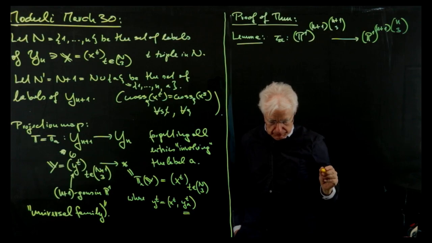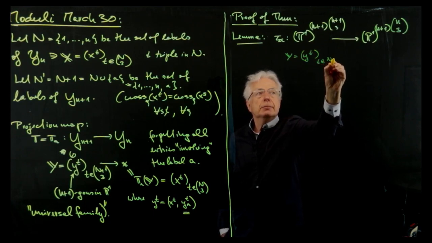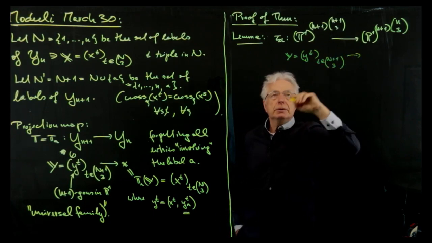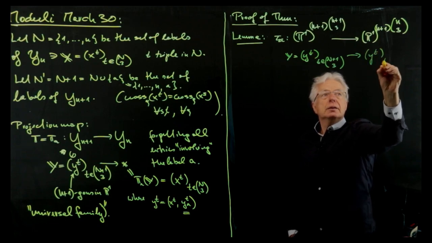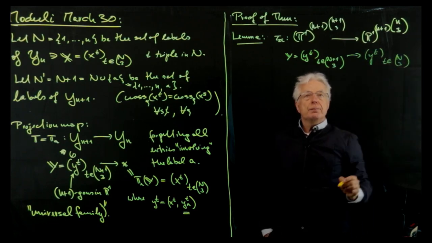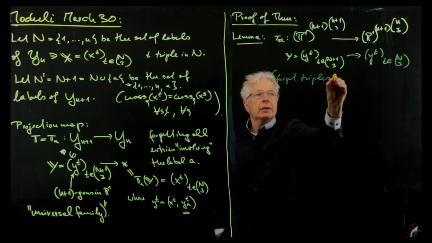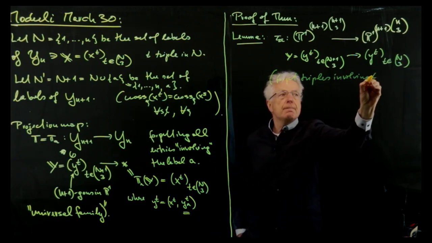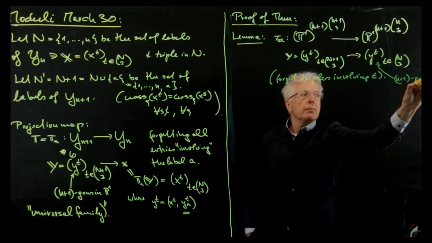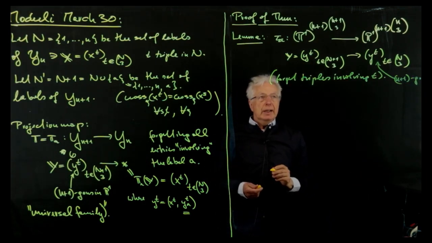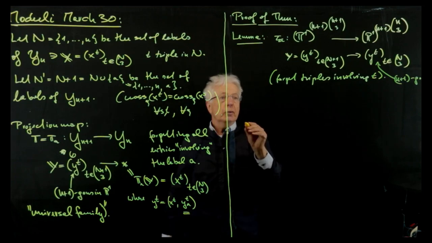So let me write this down. If y is yt, t in n plus 1 over 3, then we just take, I don't know how to call it, maybe I don't write anything, yt, t in n over 3. So forget triples involving t. But we still keep these here, will still be n plus 1 guns. Okay. And this map, which is of course half of the map pi, has the following property.